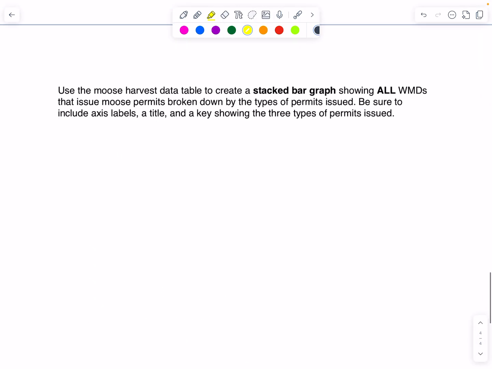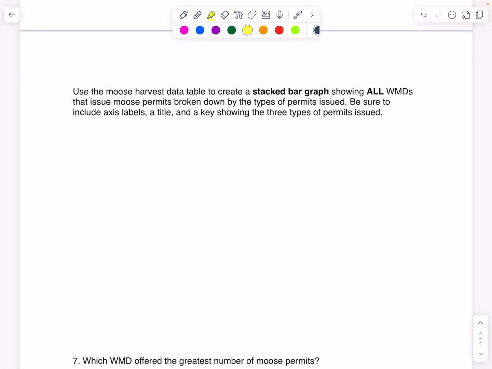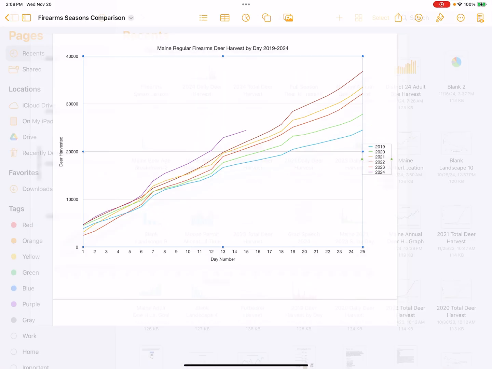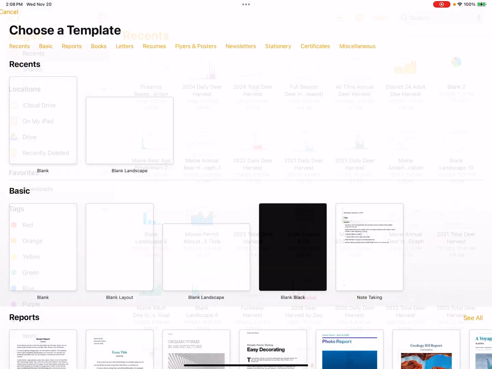If you notice, it says we're going to build a stacked bar graph that shows all wildlife management districts that issue moose permits broken down by types of permits issued. So we want a stacked bar graph. To do this, we're going to go to Pages, and we're going to open a new document in Pages.